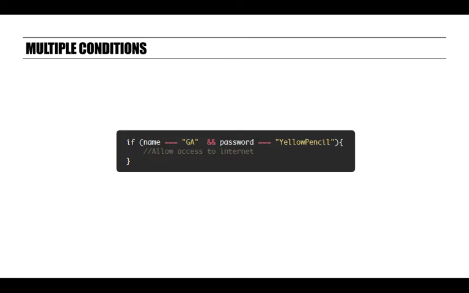So say we want to check 2 conditions at once. So here we're saying if the name is equal to GA and the password is equal to yellow pencil, then do this. So in this case, this all needs to be true. Does that make sense? So we're checking 2 conditions here. This is our first condition, and this is our second condition. And because we're using and, both of these have to be true in order for this code to run. We'll see that in a bit.